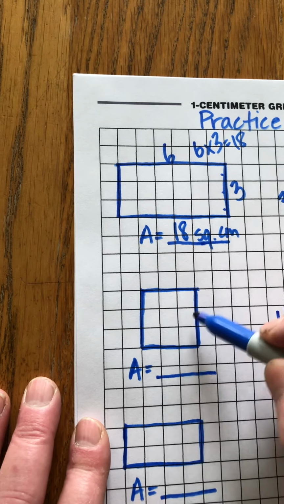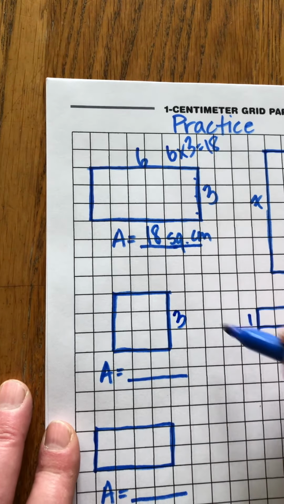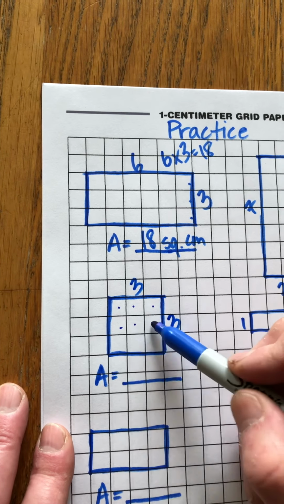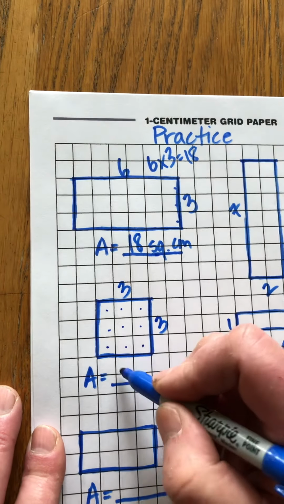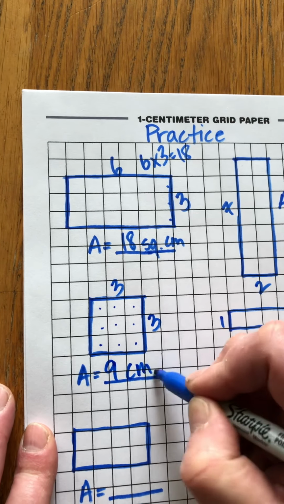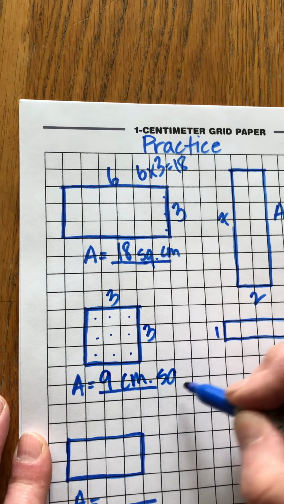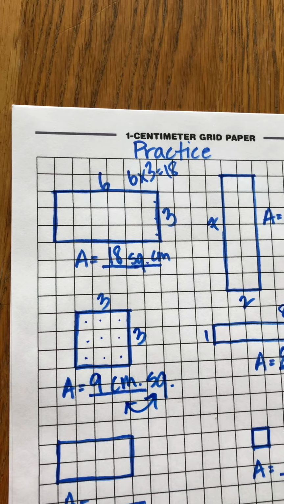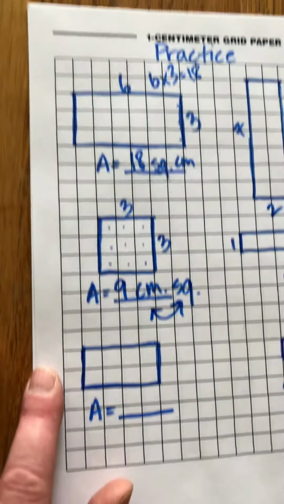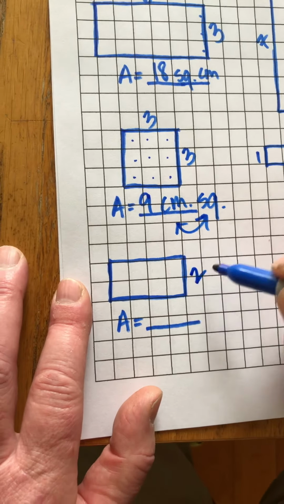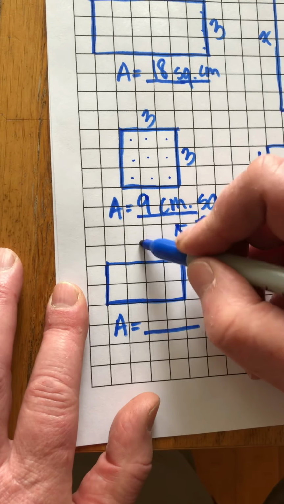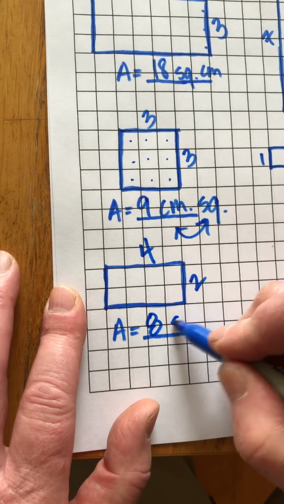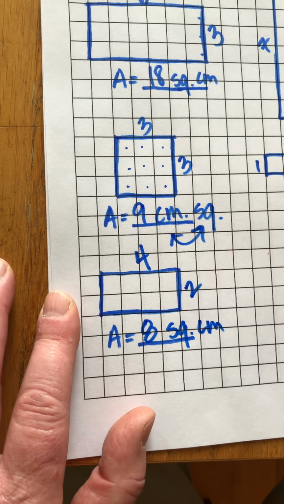All right, let's move over to this square. 1, 2, 3, 1, 2, 3. So I know it's a square. So 3 times 3 is 1, 2, 3, 4, 5, 6, 7, 8, 9. So 9 square centimeters. Okay, on to this one. 1, 2, 1, 2, 3, 4. So 2 times 4 is 8 square centimeters.